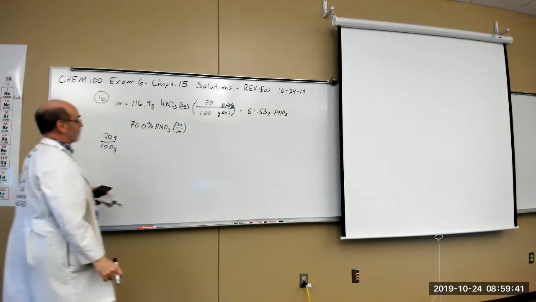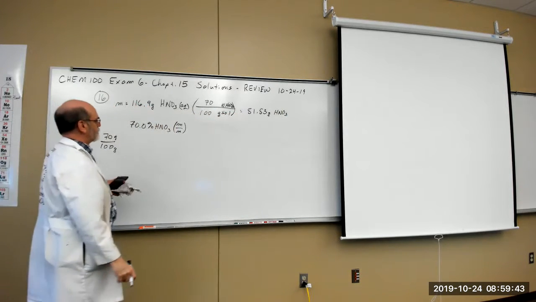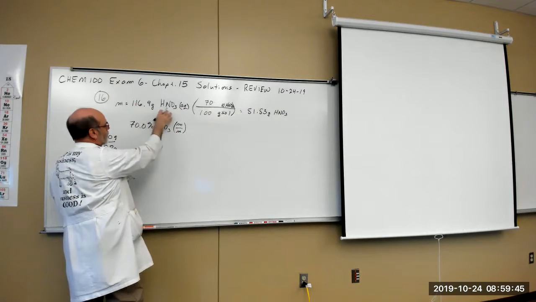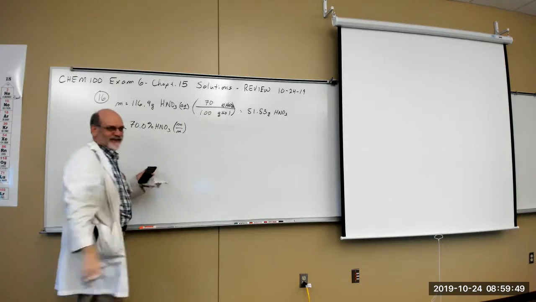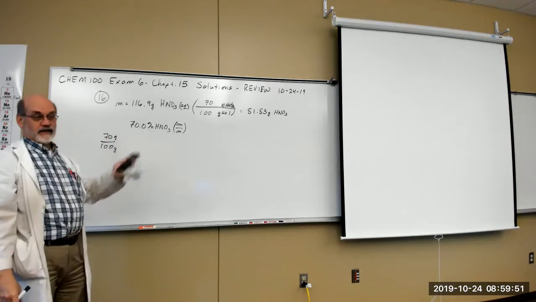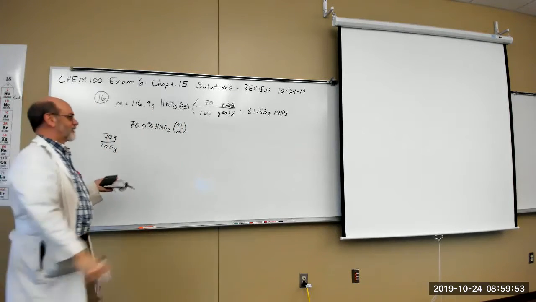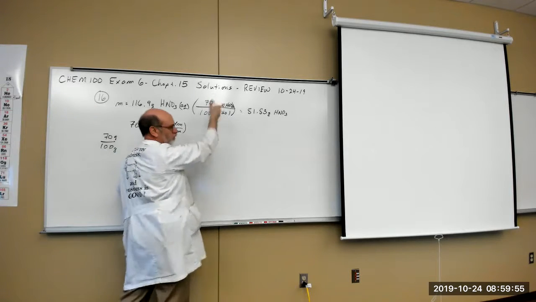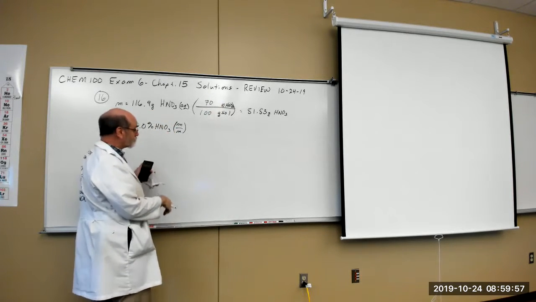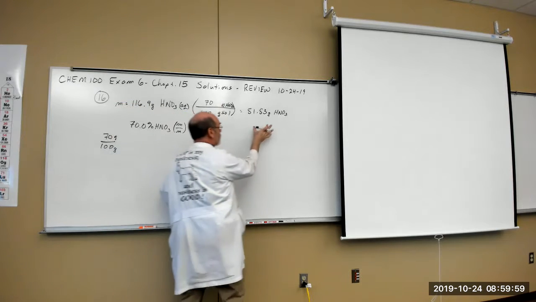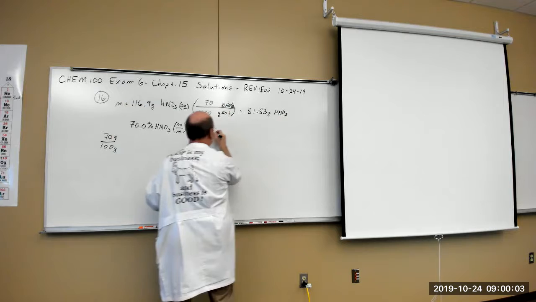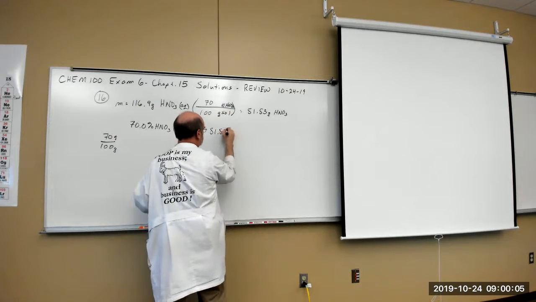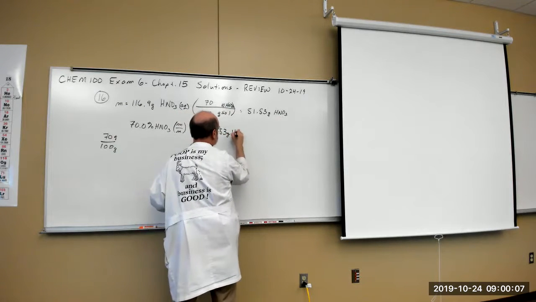Okay, so that makes sense. If it's only 70% HNO3 in that solution, this number should be less than that, right? If the number is bigger than that, then you know there's a problem. And the problem usually is you get those flipped. Okay, now we have exactly how many grams of HNO3 we have. We can convert that to moles.